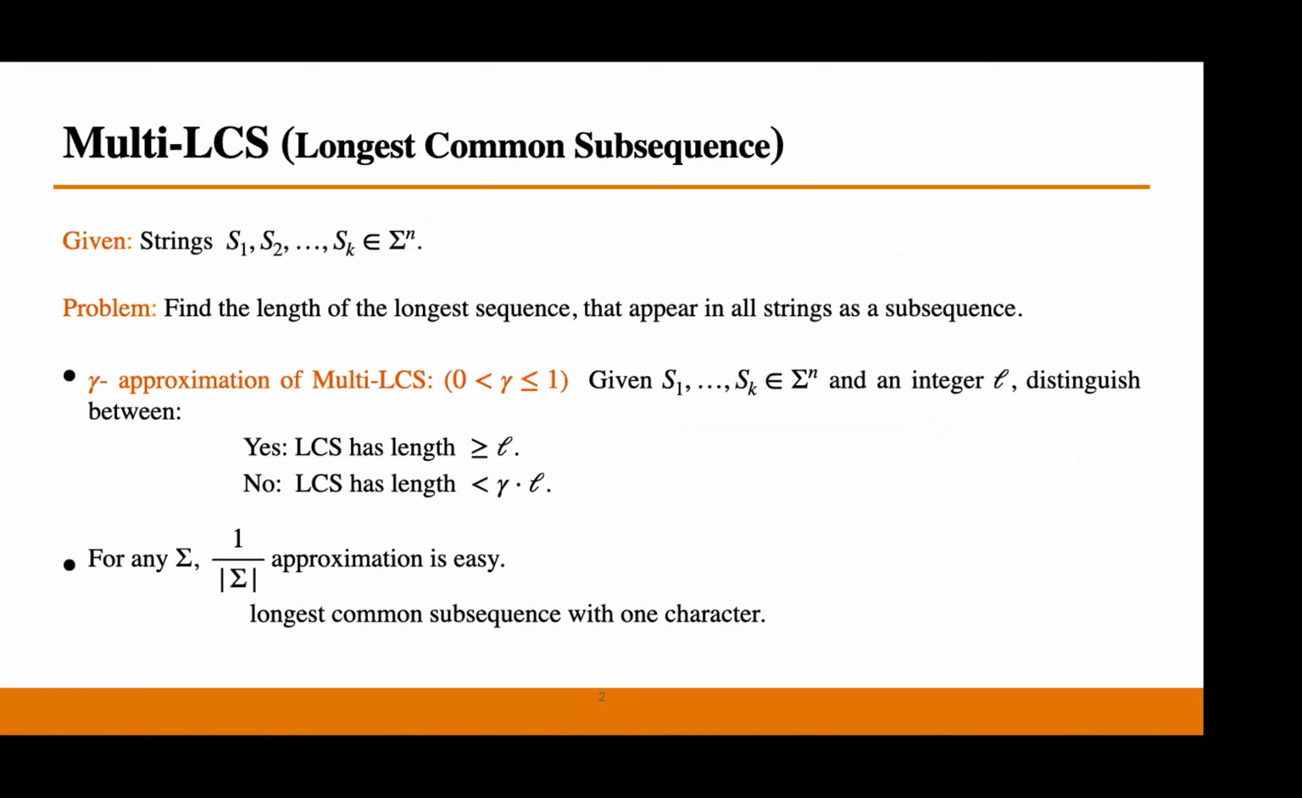So, and we are mostly interested in the approximation of multi-LCS. And in this case, we are also given an integer L, and we want to decide whether the LCS has length greater than L or less than gamma times L. It is known that for any alphabet set sigma, 1 by sigma approximation is easy. And this can be done very trivially by finding the longest common sequence with one character.